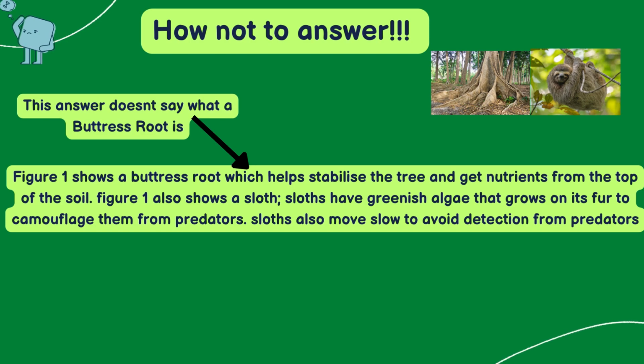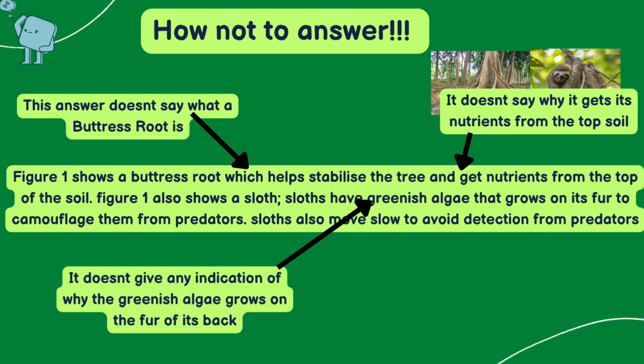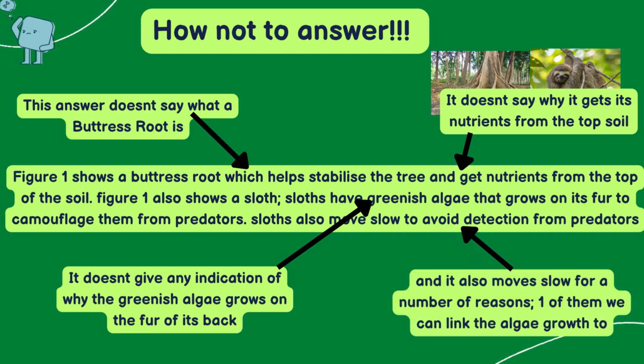Firstly, this answer does not say what a buttress root is. Secondly, it doesn't say why it gets its nutrients from the top soil. It doesn't give any indication of why the greenish algae grows on the fur of its back. And it also moves slow for a number of reasons. One of them we can link to algae growth too. So there is a lot missing, so let's have a look at how this answer with the improvements would look.